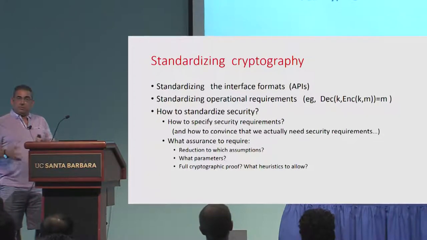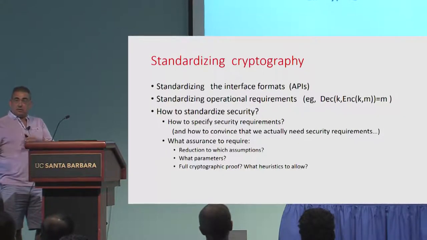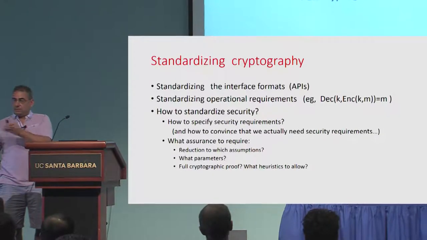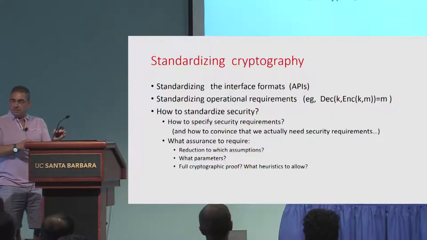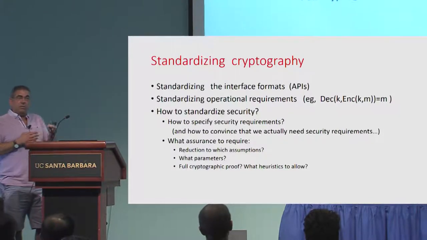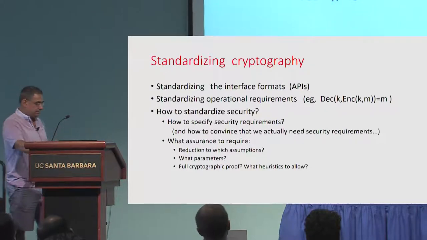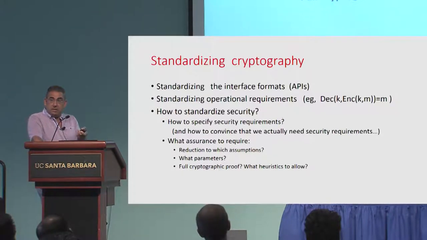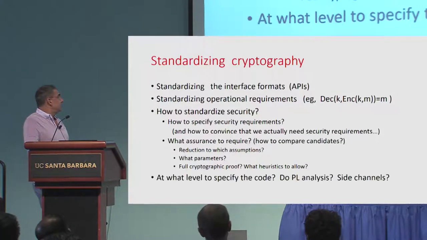We want the proof, so we will prove the reduction usually, but to what assumption and what parameters? How do we compare a reduction to one assumption with some parameters versus a reduction to another assumption with different parameters, what's better, what's worse? And then what kind of cryptographic proof do we want? Do we allow heuristics such as random oracles, or do we not? How far do we go? Programmable, not programmable, how to talk about all those things and understand them, and it's hard. And once you actually want to standardize and compare things, it's not trivial at all.